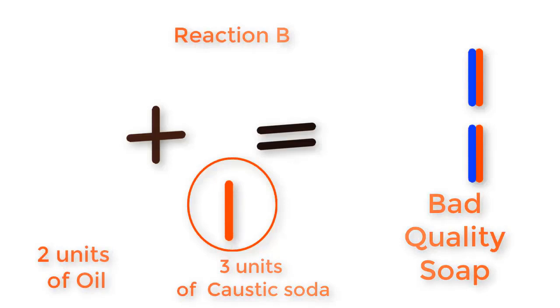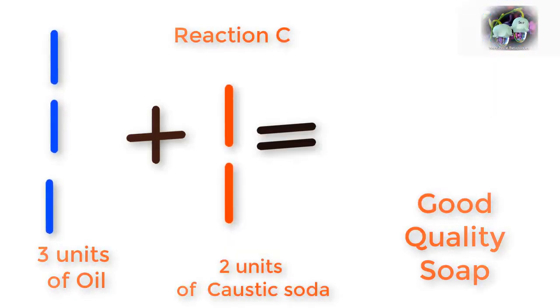Now, this is what every soap manufacturer wants to avoid: making sure that no excess caustic soda is left behind in the soap. Instead of having excess caustic soda, it is even better to have excess oil left in the soap. Take for example case C, or reaction C: we have 3 units of oil reacting with 2 units of caustic soda.